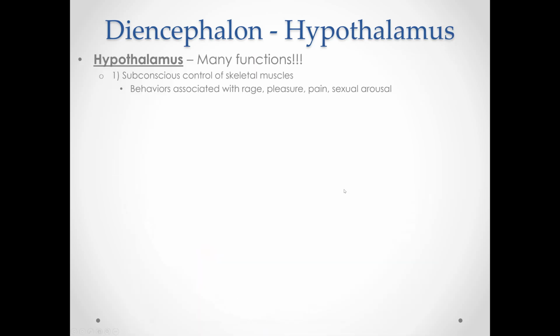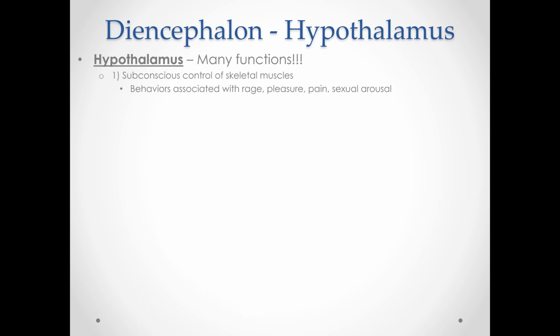So the hypothalamus has a lot of functions, which makes sense because it has a lot of different nuclei. And so you do need to know all of the functions of the hypothalamus. One of its functions is the subconscious control of skeletal muscles. Remember, skeletal muscles are normally also called voluntary muscles, but you can have movements in them that are involuntary, and the hypothalamus is responsible for those.